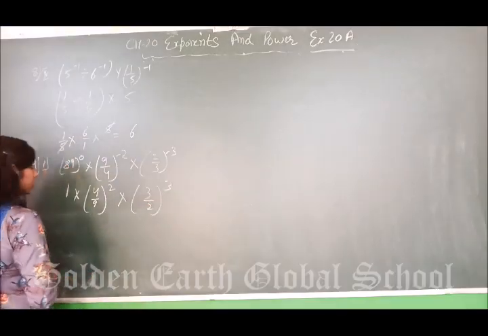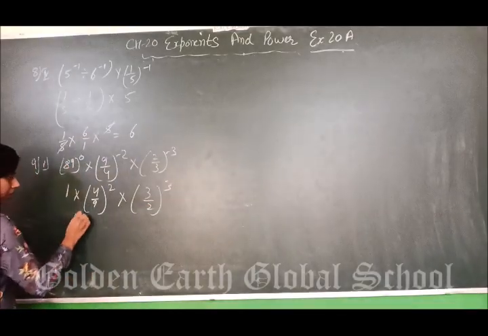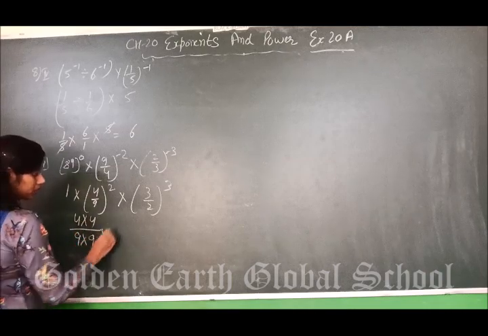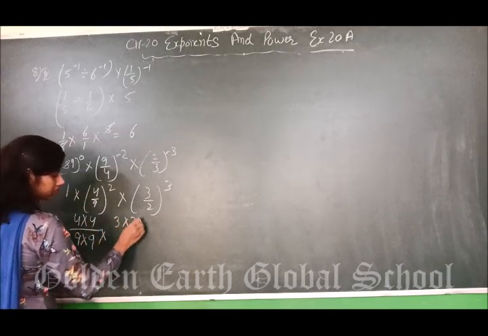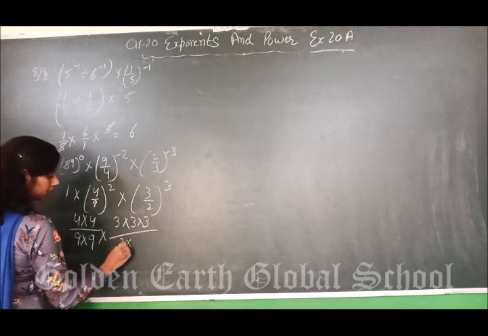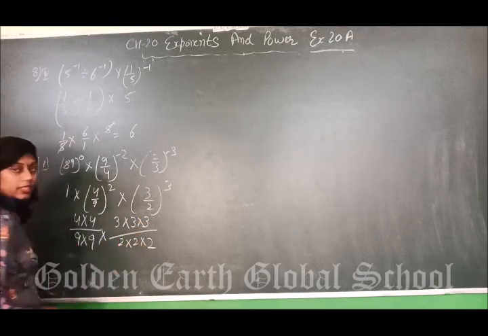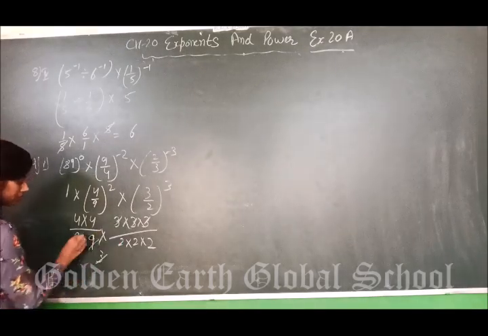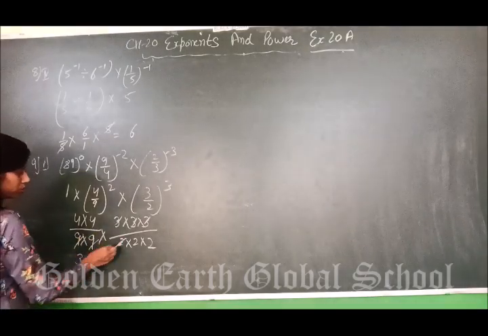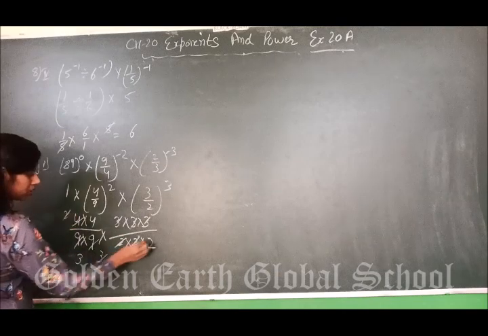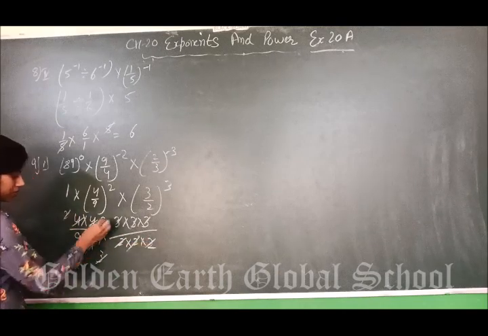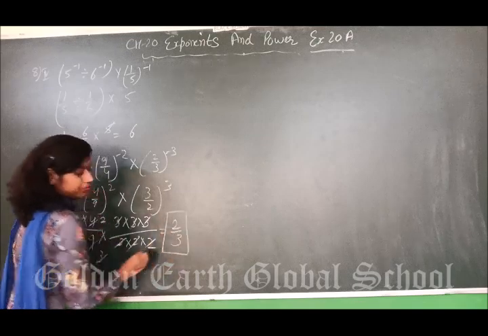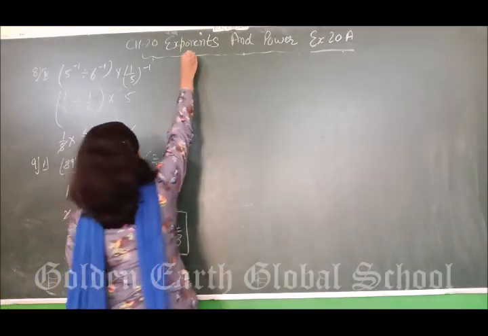Now simplify the terms. 4 can be written as 2 times 2, 9 as 3 times 3, 3 cubed as 3 times 3 times 3, 2 cubed as 2 times 2 times 2. Now the terms will get cancelled. 3 3s are 9, 3 will be cancelled. Again 3 3s are 9. 2 2s are 4, it is cancelled. 2 2s are 4. So answer will be 2/8. Okay. Next second part.